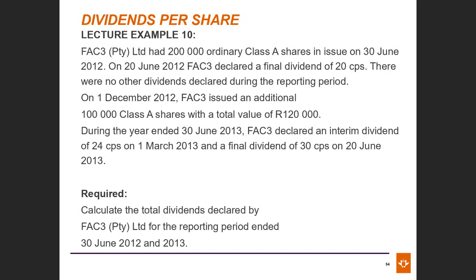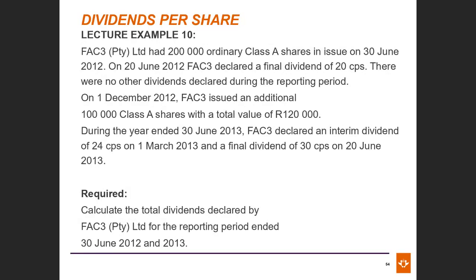So the total dividend declared for 2012 would be 40,000 cents. Okay, well done. You're all getting it right.